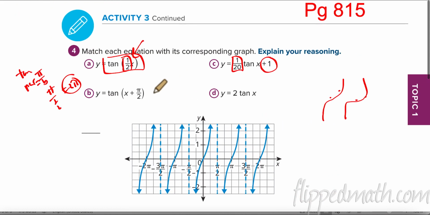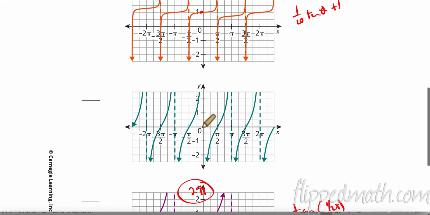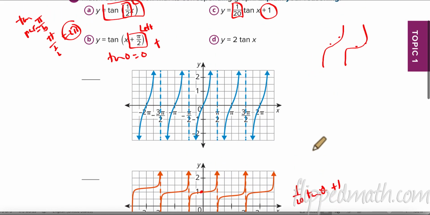All right, let's look down here. This is a phase shift. So normally tangent of 0 is 0. Now we're going to shift it to the left, pi over 2 units. So that 0, instead of being at 0, 0, should be at pi over 2. Let's see which one of these does that. 0, 0, here it is. It went left. So now this is tangent of theta plus pi over 2 because it shifted left. All these transformations are the same as all the functions we've done all year.